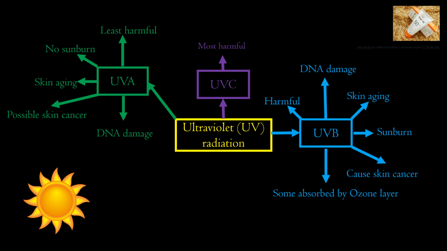UVC are the most harmful of all UV radiation. However, lucky for us, UVC is not able to penetrate the Earth's atmosphere. The ozone layer absorbs UVC completely. Some uses of UV radiation include bacterial removal, and you may have seen some UV lamps around.